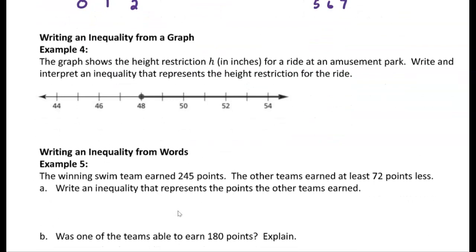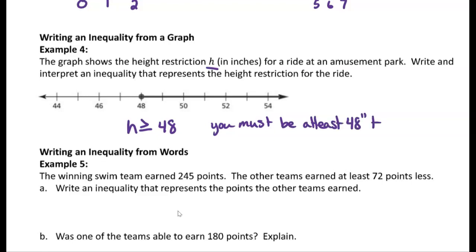Okay, the graph shows the height restriction h, so there's my variable, for a ride at an amusement park. Write and interpret an inequality that represents the height restriction. Well, it's h, it's pointing to the right, so it's greater than, but it's a closed circle, so it's greater than or equal to 48. And what this means is it's a height restriction, so you must be at least 48 inches tall to ride the ride.